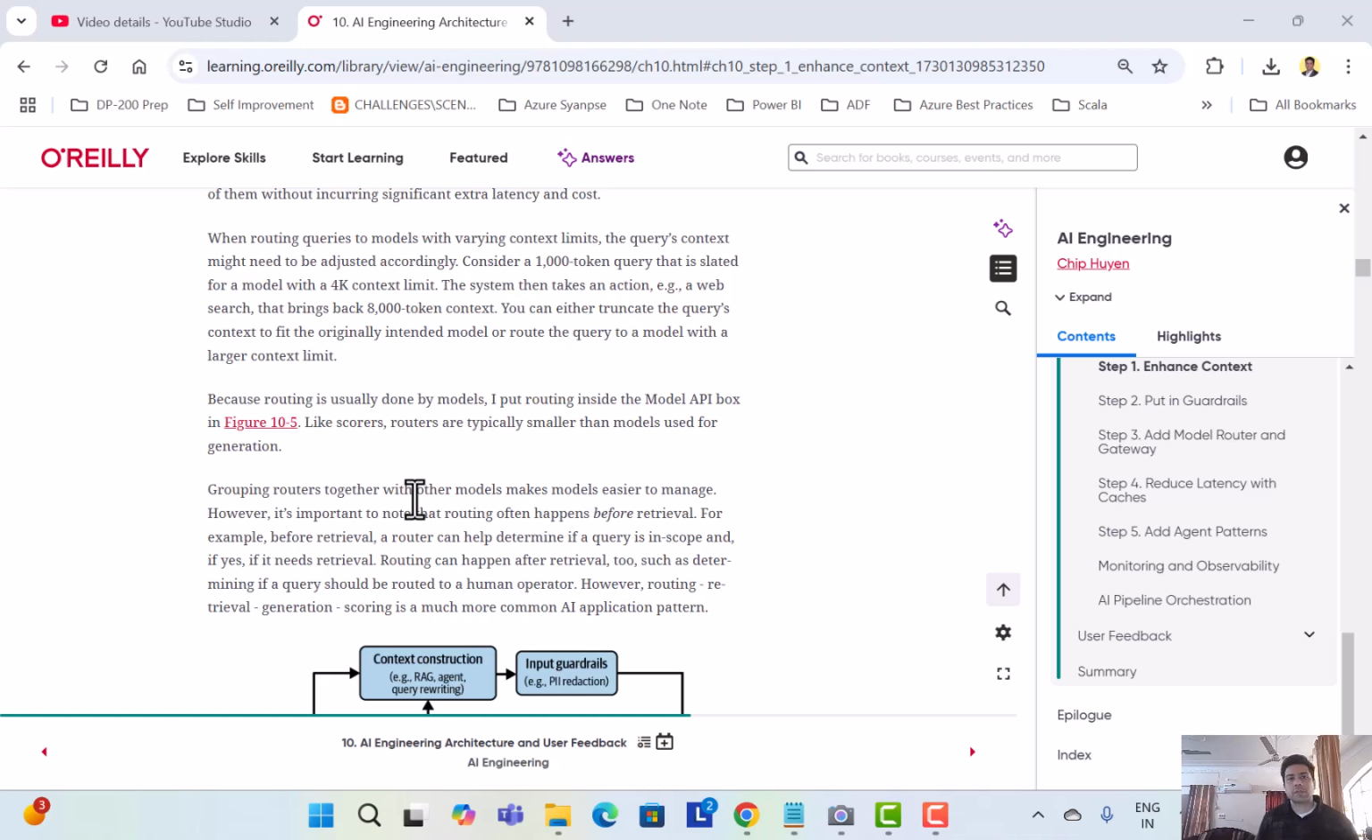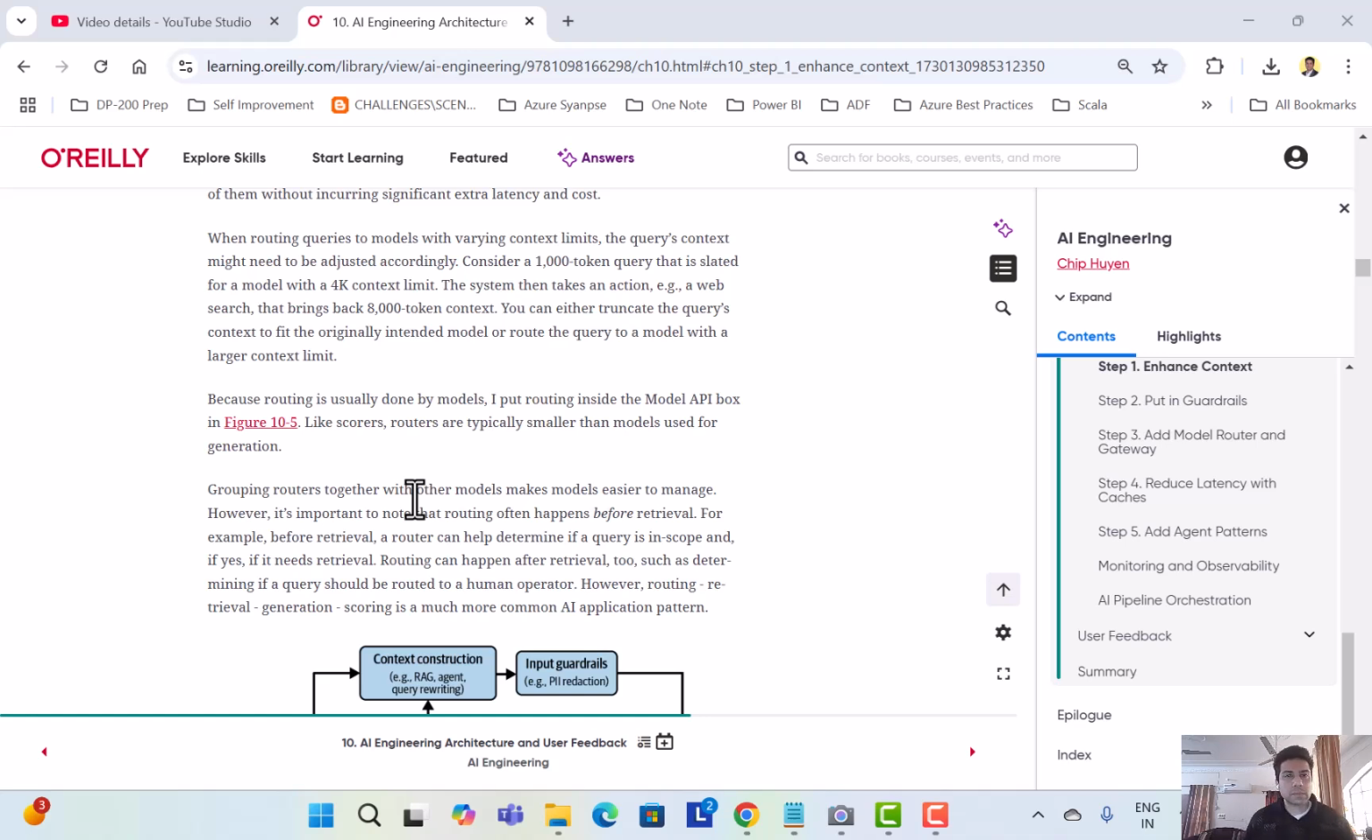Okay, let me just read this again. I think I understood, but I just need to focus again. When routing queries to models with varying context limits, the query's context might need to be adjusted accordingly. Consider a 1,000 token query that is slated for a model with a 4K context limit. The system then takes an action, for example a web search that brings back 8,000 tokens of context. You can either truncate the query's context.